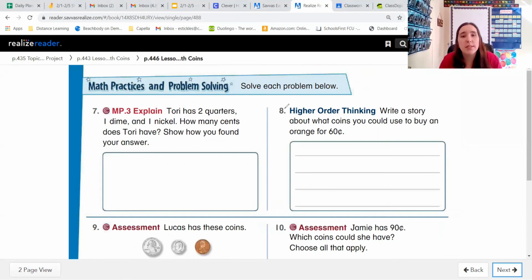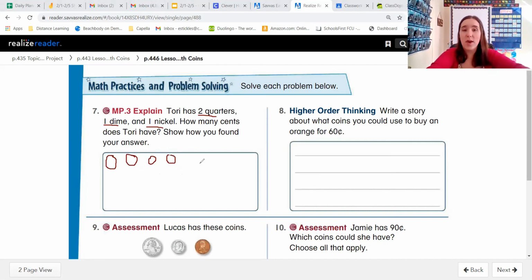I'm going to help you read number 7, and then I want you to solve it all by yourself. Let's take a peek. It says, Tori has 2 quarters, 1 dime, and 1 nickel. How many cents does Tori have? Here's what I would suggest doing. I would draw a little picture of each coin. So a quarter, and then I would write how much it's worth. Another quarter, how much it's worth. A dime, so a little bit smaller, how much is it worth? A nickel, how much is it worth? And then I would add it up, okay? Take your time, do your best work, and then come back to me when you think you found your answer.